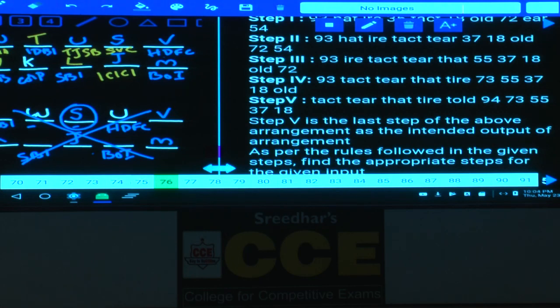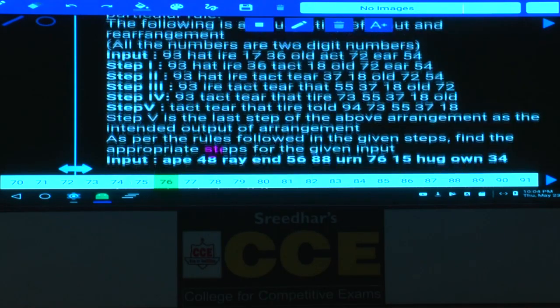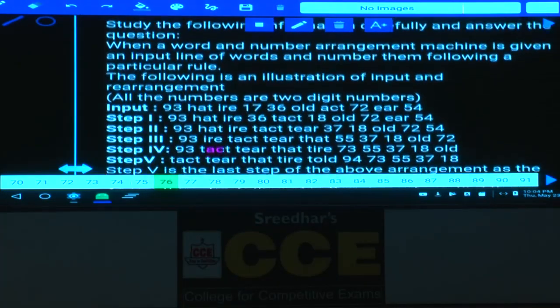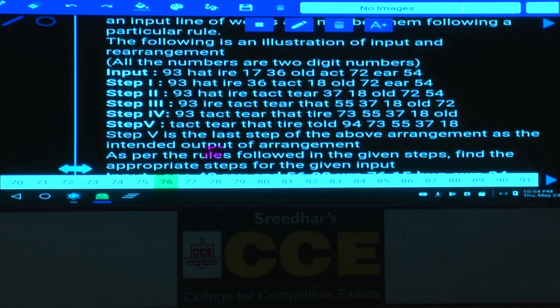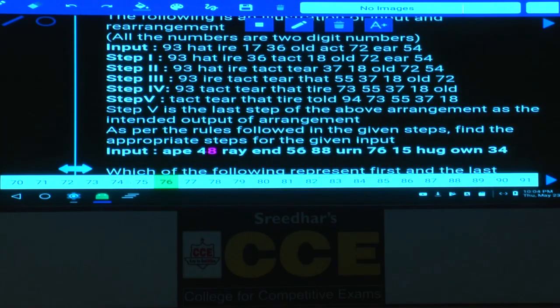Now in this one, question numbers 76 to 80, if you observe, all the numbers are 2-digit numbers. The elements given are 93, age, 17, 36, old, act, 72, year and 54, and there are 5 steps. Step 5 is the final output. In step 5, tact, tear, that, tire, told are the words which were not given in the input at all, isn't it? Hence, what is the difference between the input and these words?